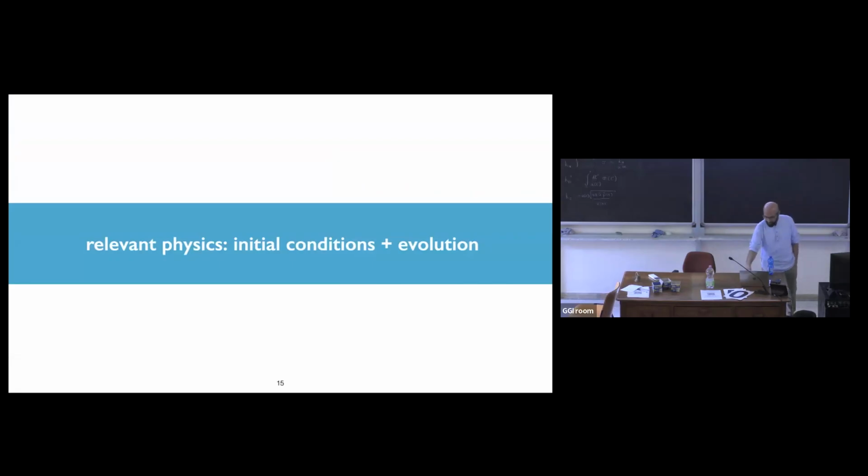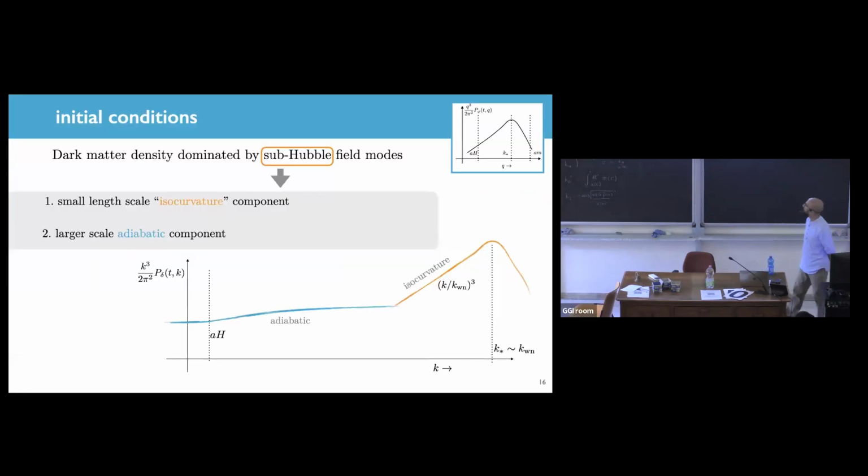So what is the relevant physics here? Let's start with the first bit. If the dark matter energy density is dominated by these sub-Hubble modes, remember, the fluctuations are in the field, and that is what is making up the energy density of the system. Then there are two effects. One is what we will call the isocurvature enhancement on subhorizon scales at early times. And then there is the usual large-scale adiabatic component. Again, Lorenzo mentioned that you should expect this to be there in general. You can calculate it. So let's try to understand these things independently first.